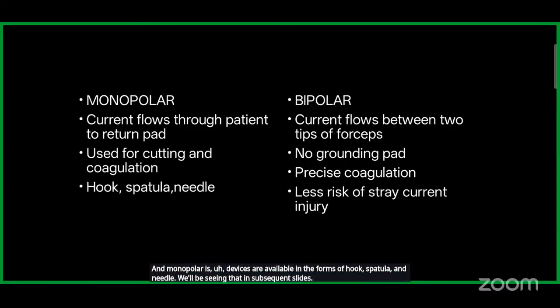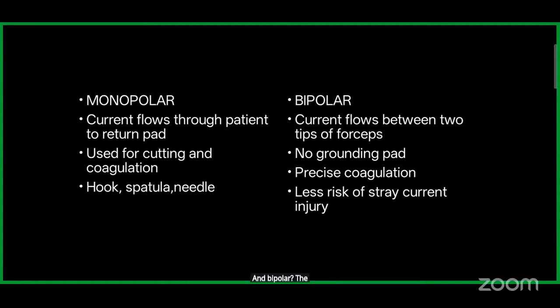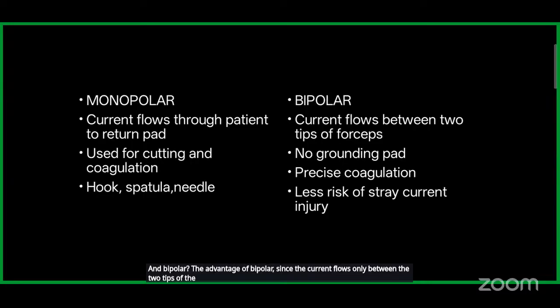The advantage of bipolar is that since the current flows only between the 2 tips of the forceps, there is very less risk of stray current injury. Whereas in a monopolar, there are more chances for stray current injury and cautery burns, and chances of injury to the intraperitoneal structures also.